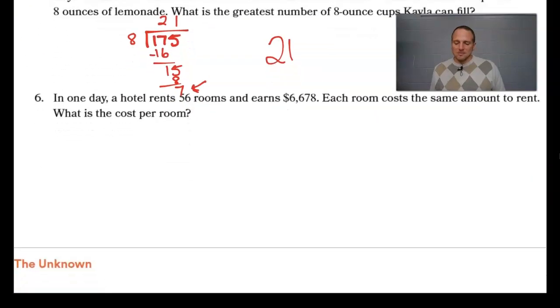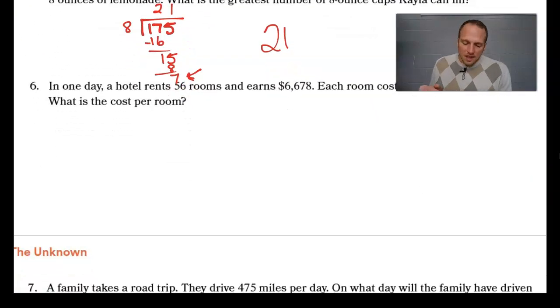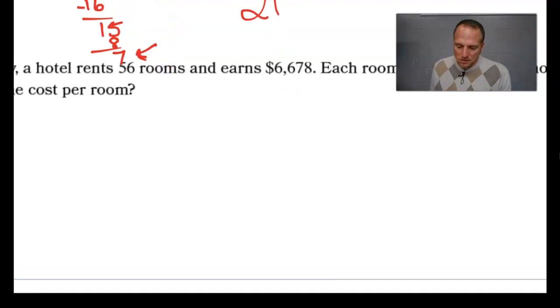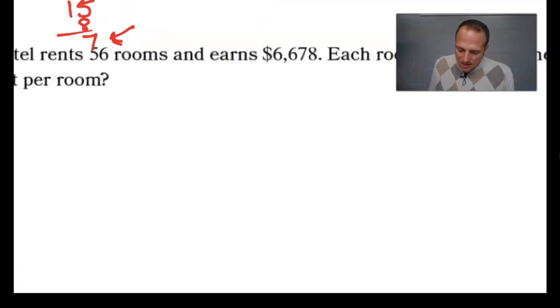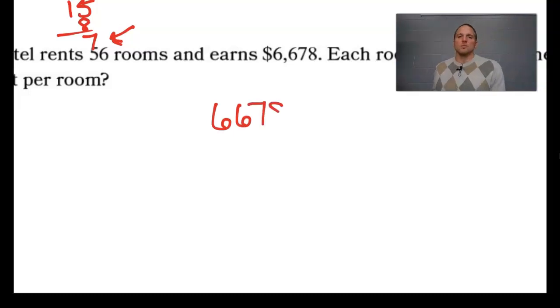Let's look at 6. In one day, a hotel rents 56 rooms and earns $6,678. Each room costs the same amount to rent. What is the cost per room? Okay, so let's do this. $6,678 is what we made, and we had to split that up. That came from 56 different rooms.